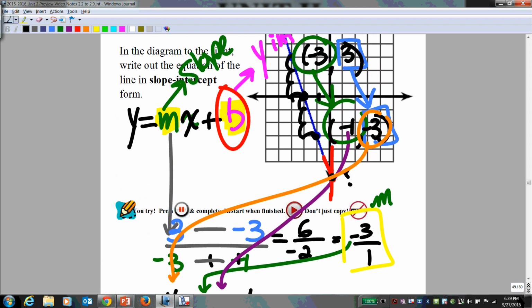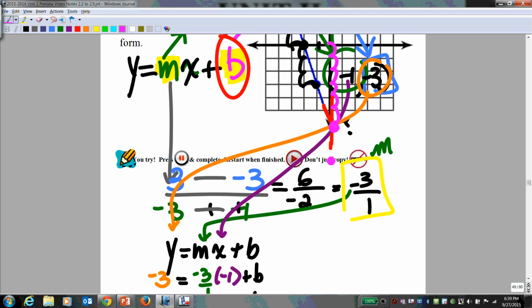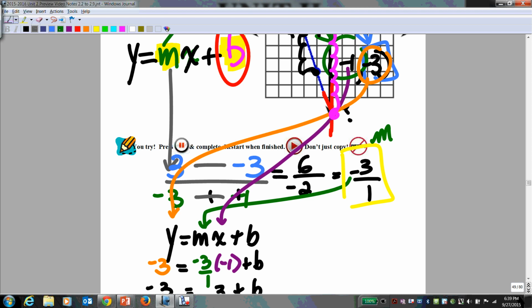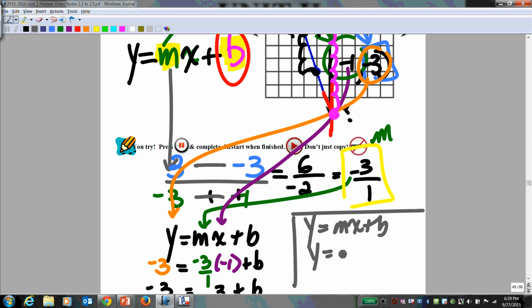Let's see if that's actually true. So we go 1, 2, 3, 4, 5, and looky there, it works. So our final equation, y equals mx plus b, is y equals our slope, -3/1 x, and it's -6.